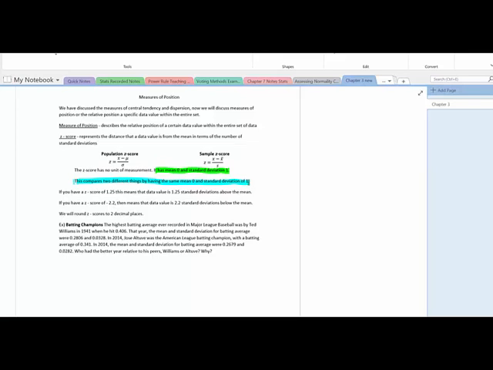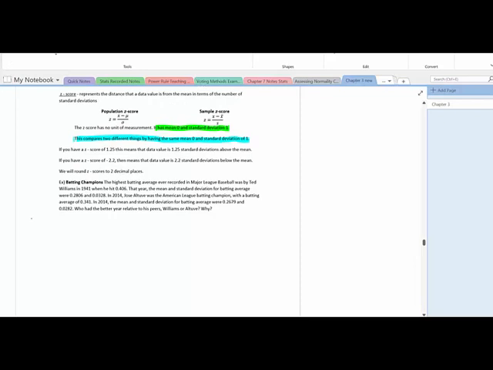Okay, let's take a look at a couple of examples. So the highest batting average ever recorded in Major League Baseball was by Ted Williams in 1941 when he hit .406. That year, the mean and standard deviation for the batting average is given. In 2014, Jose Altuve was the American League batting champion, with a batting average of .341. In 2014, the mean and standard deviation for batting averages are given. Who had the better year relative to his peers, Williams or Altuve, and why? So we're trying to compare two different eras of baseball to one another. This is where we're going to use a z-score.